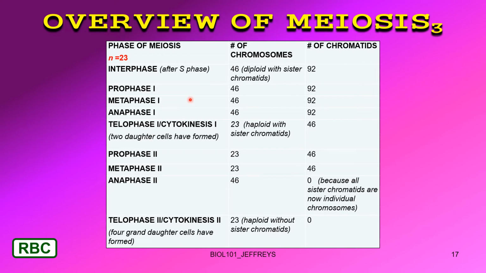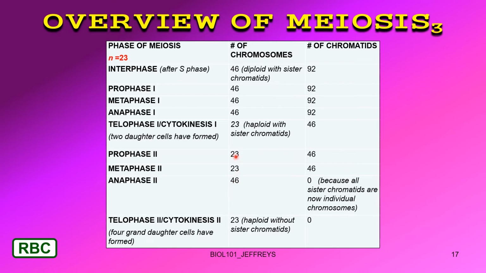Okay, so here we see it in humans, n equals 23 in humans, obviously, right? So the 2n number is 46, diploid, and as we go through meiosis 1, we keep it at 46 until we get to telophase and cytokinesis, and then we separate the 2 daughter cells, and now they are 23. They are haploid cells, but they're whole chromosomes, which means 2 sister chromatids making up each chromosome. We go through meiosis 2, and we end up with 4.